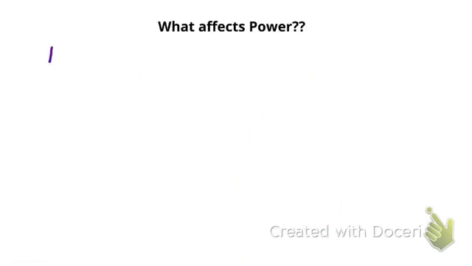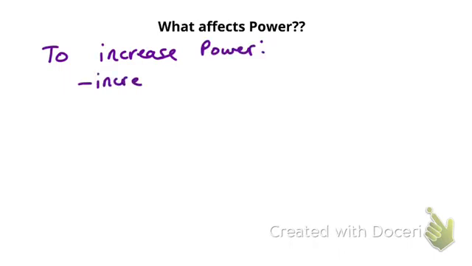So to increase power, we can do a couple of different things. The first thing we can do is increase our sample size. When we increase our sample size, we decrease the chance that we're going to mess up because we have really good representation from the population. So when we increase our sample size, we decrease the chance of messing up, and power is the probability that we don't mess up.